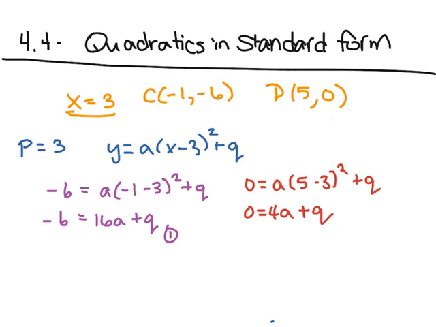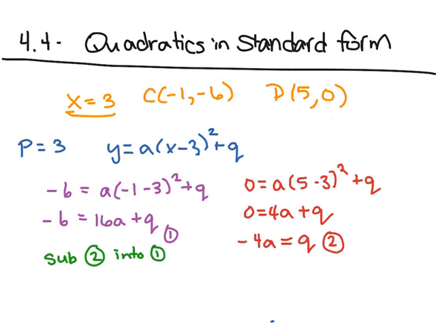Now, in order to solve the system of two linear equations, we're going to use substitution, so we need to get either q or a by itself. And the easiest one to do this with is right here, negative 4a equals q. So this is our second equation. Now we're going to sub 2 into 1.